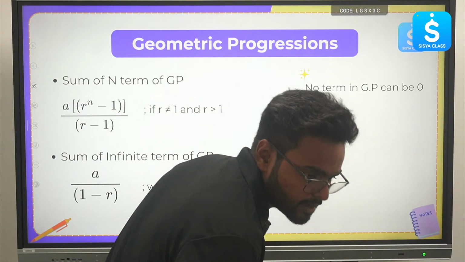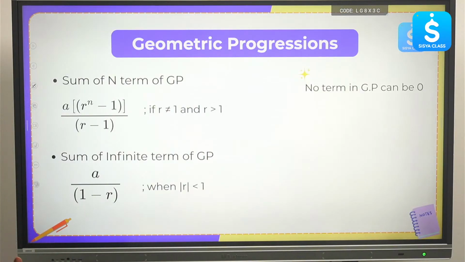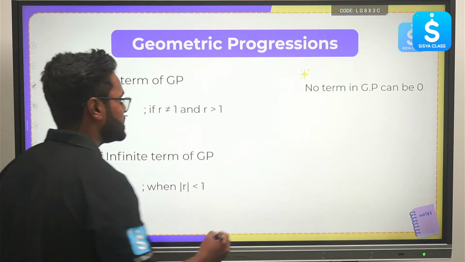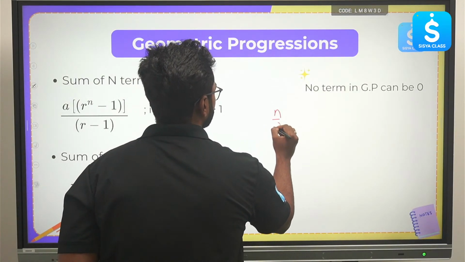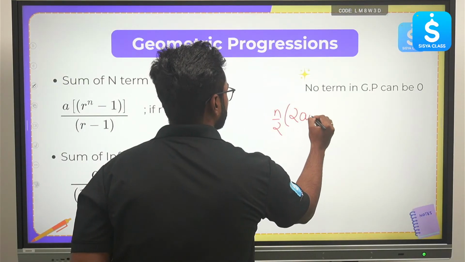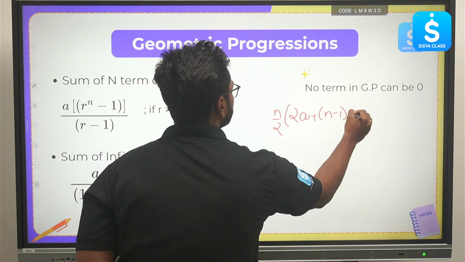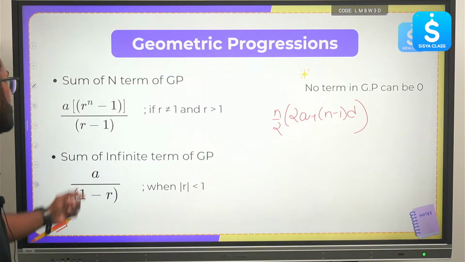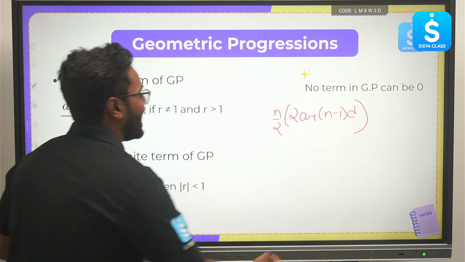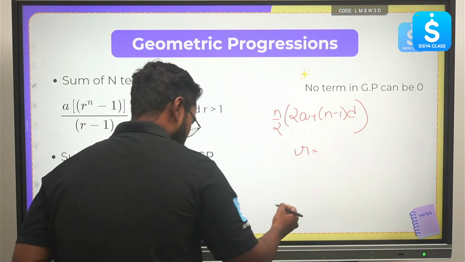Now, the sum of n terms of GP. In AP the formula is n by 2 into (2a plus (n minus 1) into d). Coming to GP, we have the formula a into r power n minus 1 over r minus 1. Let me tell you, r is nothing but the common ratio.